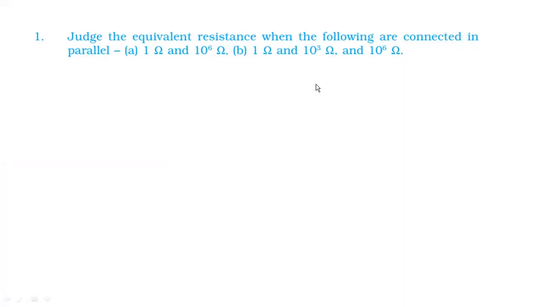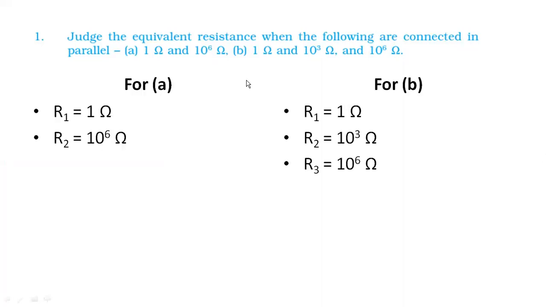We already know the formula for parallel resistance. It is 1 by Rp is equal to 1 by R1 plus 1 by R2 plus 1 by R3. So let us take the first value. The R1 value is given as 1 ohm, the R2 value is given as 10 to the power 6 ohm. First I have written how many resistors I have and what values I have. In the first part, A, I have only two resistors connected in parallel. One is 1 ohm, the second is 10 to the power 6 ohm.